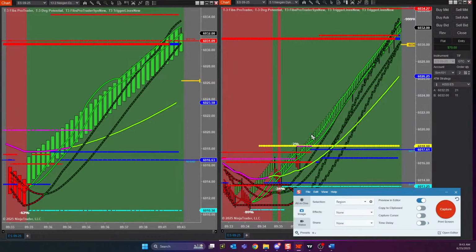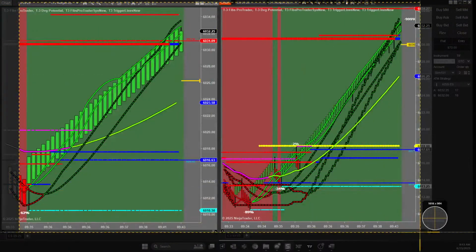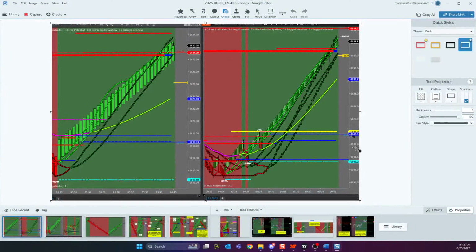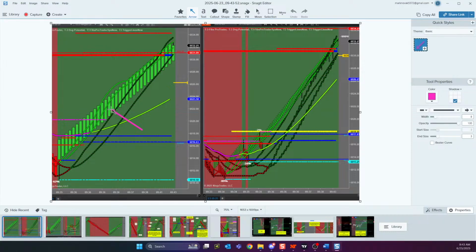Did anybody take this one? In news in 2 minutes. Did anyone say with all of this momentum and nothing in the way, there's an opportunity to get paid up to the fib? I hope so, because that was perfect, guys. That is the perfect trade.